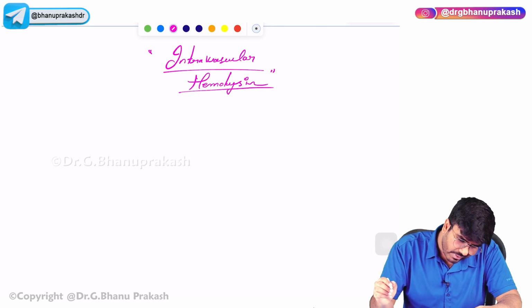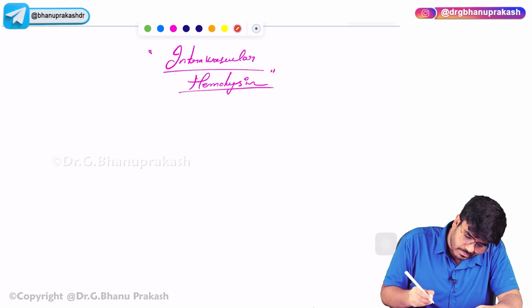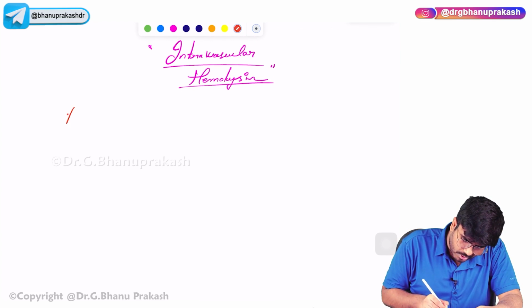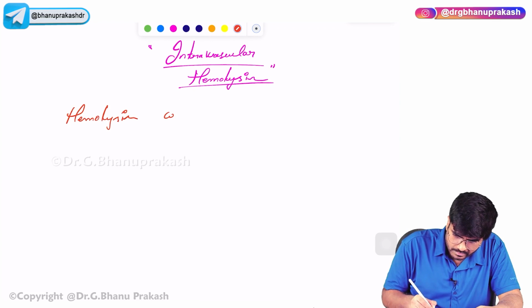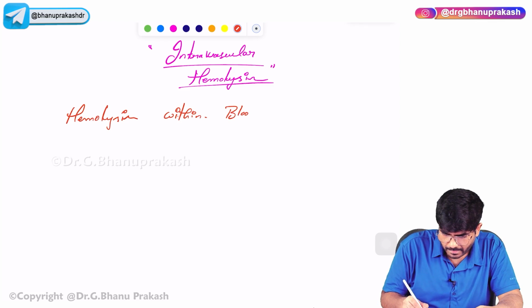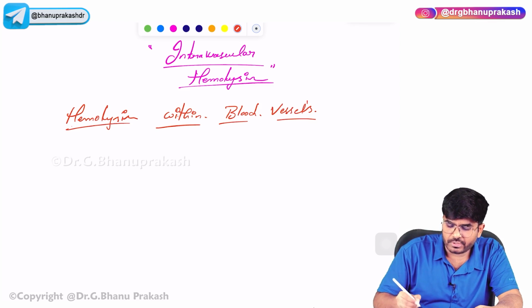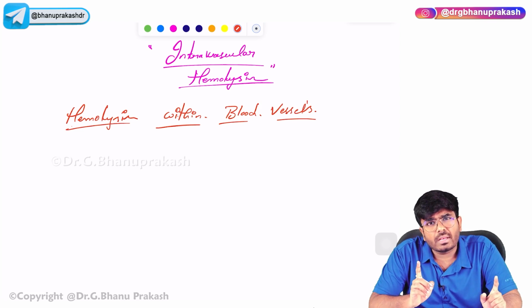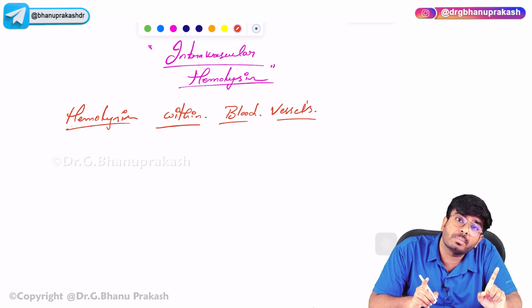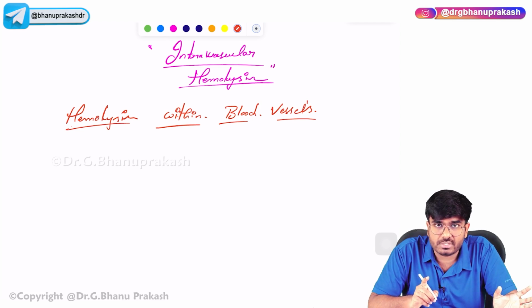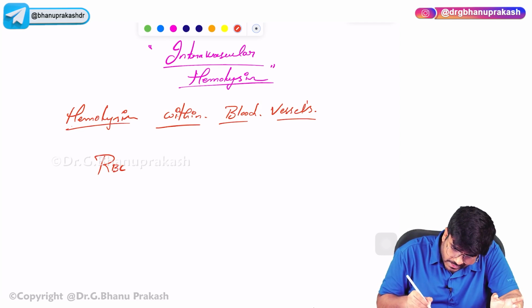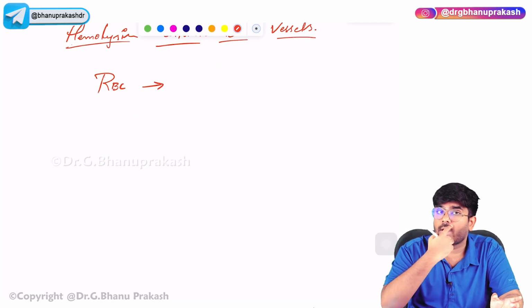So if there is intravascular hemolysis, let me write here: hemolysis within blood vessels, not in the reticuloendothelial system, within blood vessels. What happens, sir? What are the things you can appreciate? See, now the RBCs are not getting destroyed in the spleen, not in the splenic macrophages. So if RBCs are destroyed within the blood vessel, let me tell you what happens.